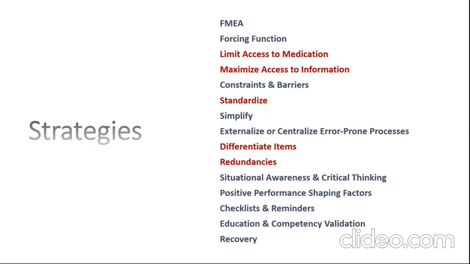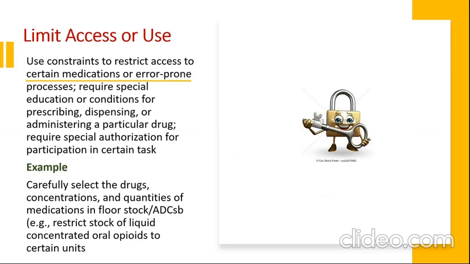We will discuss today the minimum strategies we have to implement to ensure the safety of these high alert medications. The first one is limiting the access to high alert medication. Limiting the access includes that only authorized persons can access high alert medication. Only authorized persons can prescribe some of the restricted high alert medications, like the chemotherapy medication.